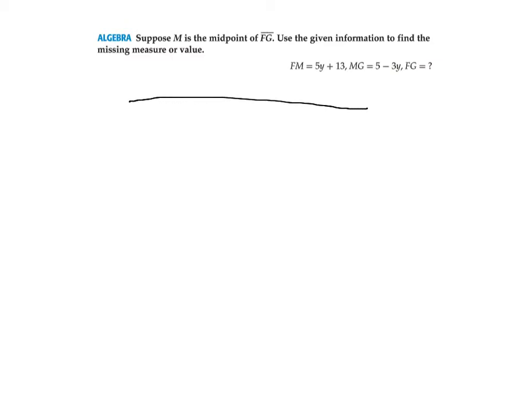I have a line segment with two endpoints, F and G. So label them, put dots, and label them F and G. And then M is the midpoint of FG. So I'm going to put M right in the middle. It doesn't have to be exact. As long as it looks like it's in the middle, that's good enough. This is just for us to come up with our equation.